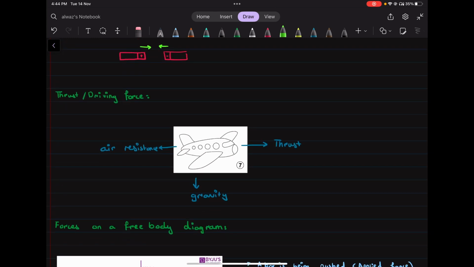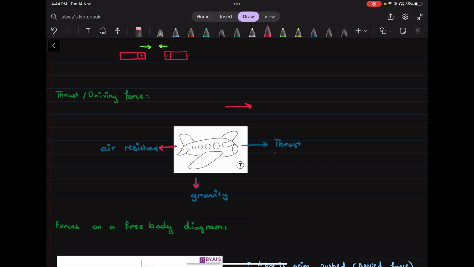Another force we have is the driving force or thrust force. So, if we are moving in a car, or for example, if we're in a plane in this example, we can see that there's gravity, weight acting on the plane, there is air resistance acting on the plane, and there's something which goes opposite to the air resistance, which helps the plane move forward in this direction.